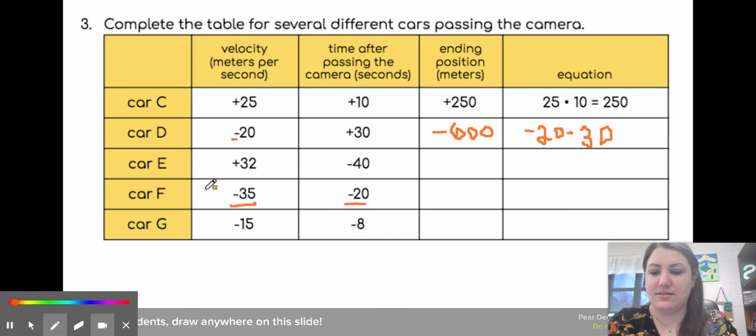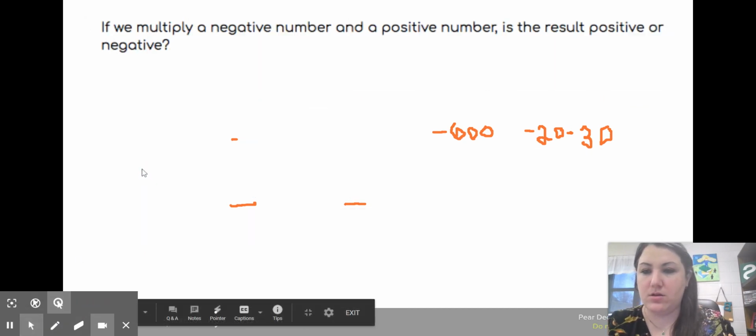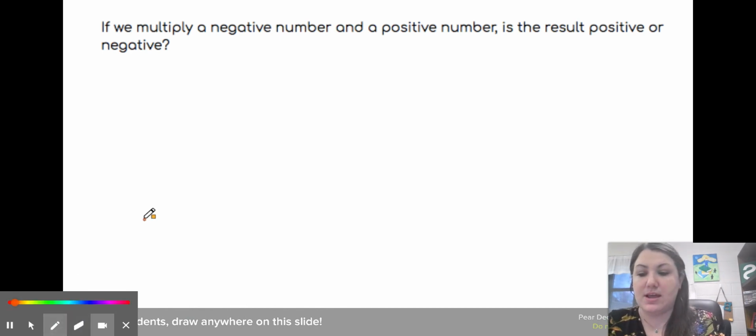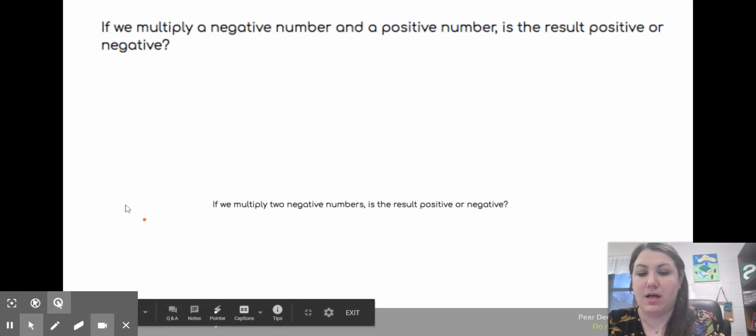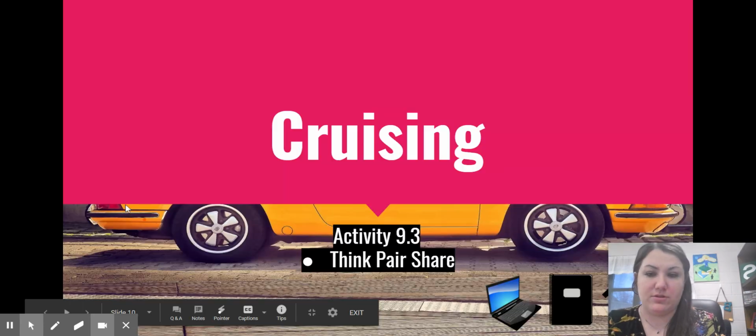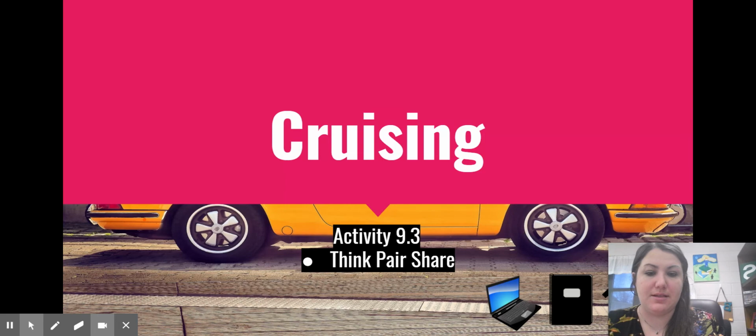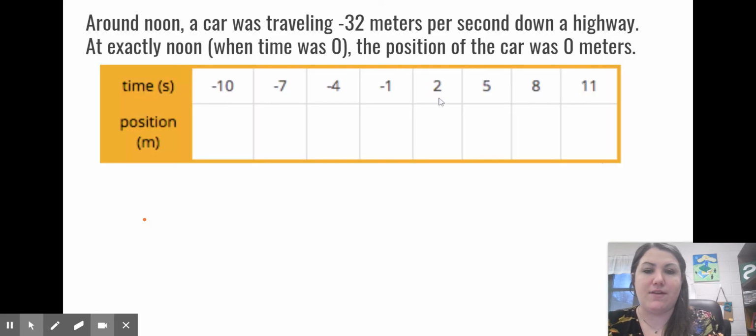After you have completed this one, I want you to answer these questions. If we multiply a negative times a positive, what's our result going to be? And if we multiply two negative numbers, what's our result going to be? Okay. And after you're done with that, you'll check your work and then complete activity 3, where it's a very similar situation to the previous activity.